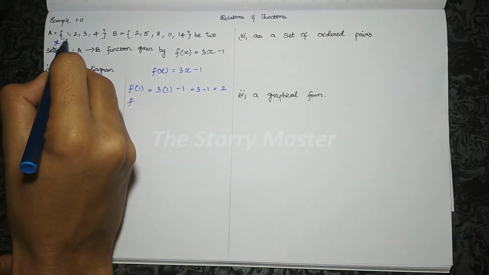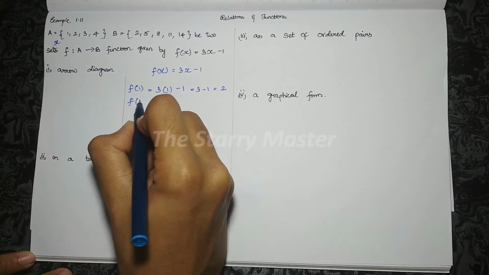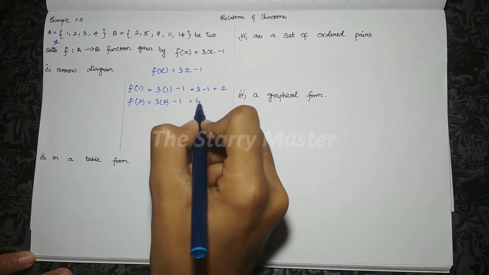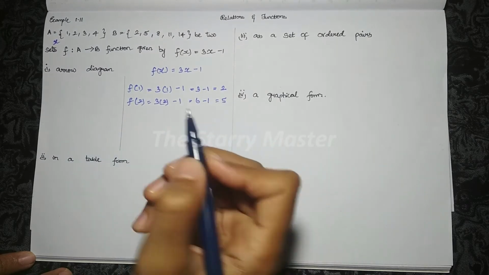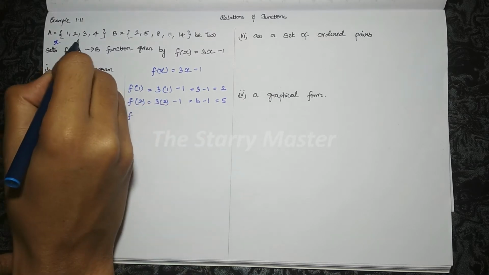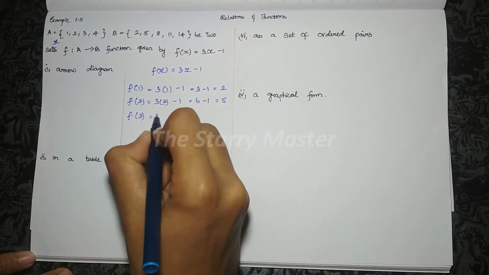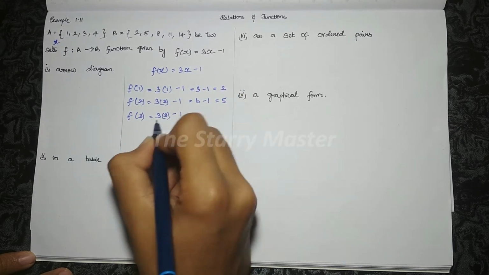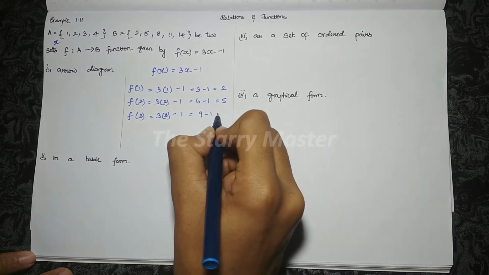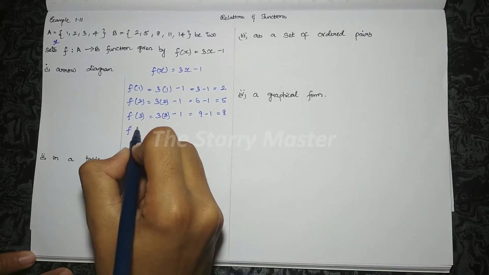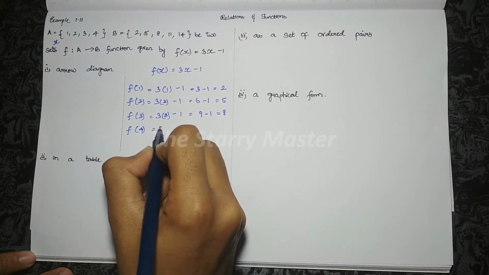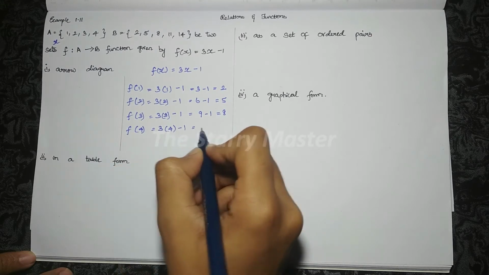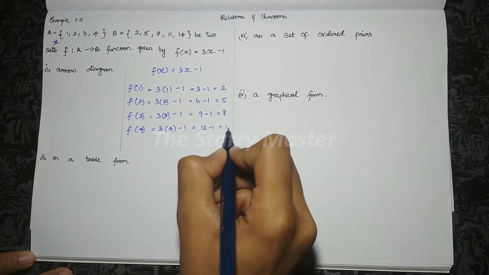First value over. Then f of 2 is equal to 3 into 2 minus 1, 3 twos are 6, minus 1 is equal to 5. Then f of 3 is 3 into 3 minus 1, 3 threes are 9, minus 1 is equal to 8. F of 4 is equal to 3 into 4 minus 1, 3 fours are 12, 12 minus 1 is equal to 11.